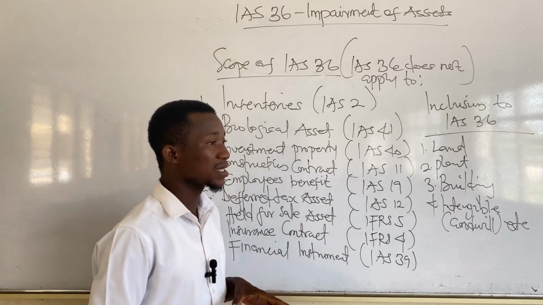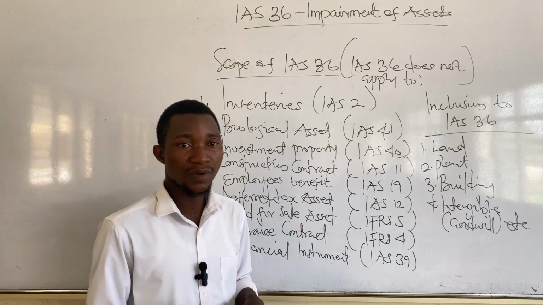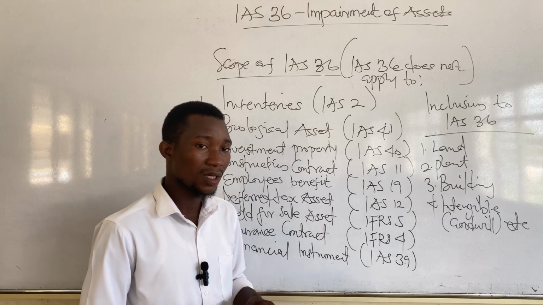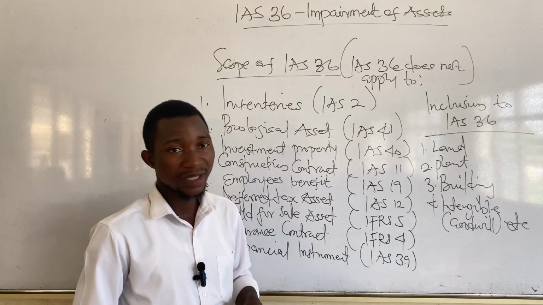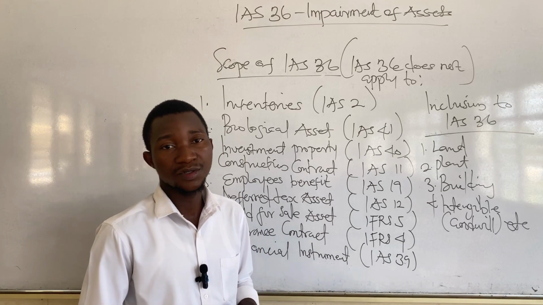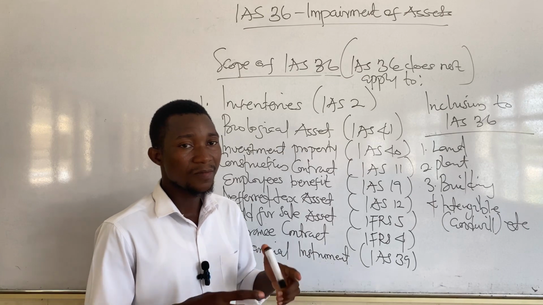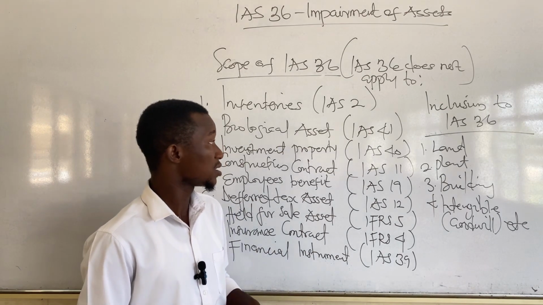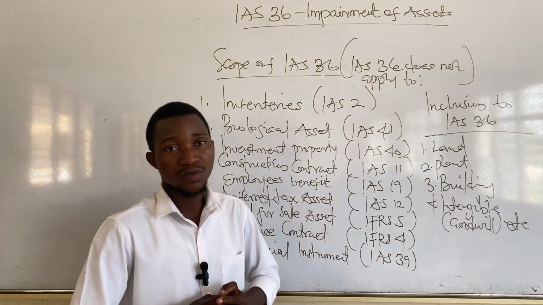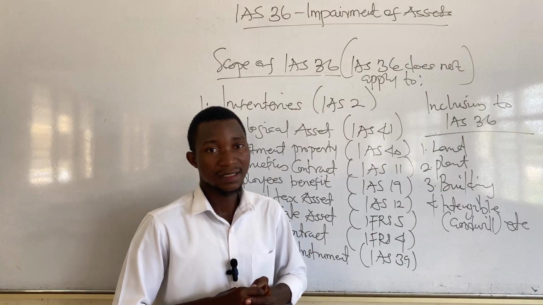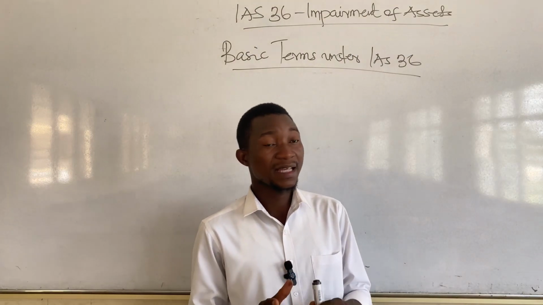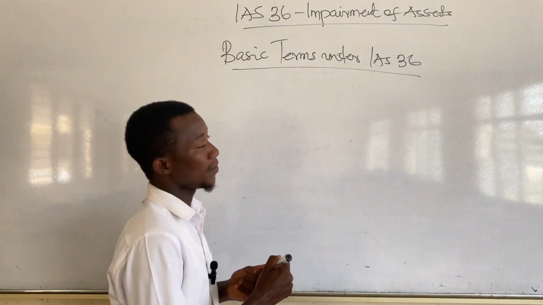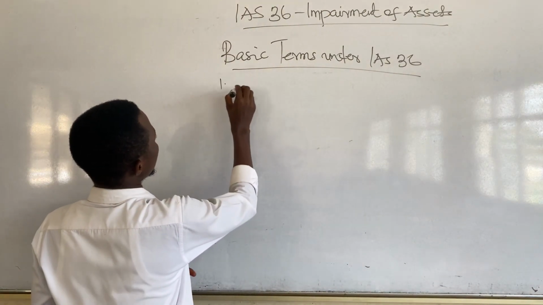Okay, so after knowing this, let's look at some basic terms that we need to know. In financial reporting, the theoretical aspect is very key. If you don't understand the theoretical aspect, it will be very difficult for you to do the calculation. Impairment is one of the simplest topics in financial reporting. So let's look at some basic terms with regards to IAS 36. The first term I would like to talk about is cash generating unit.